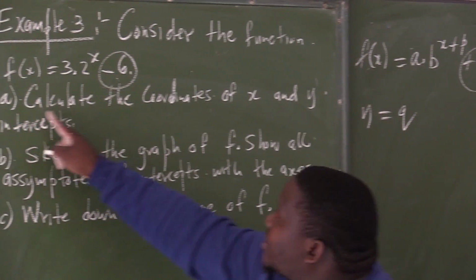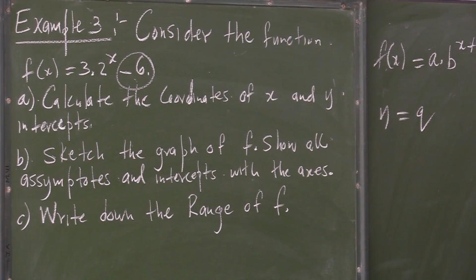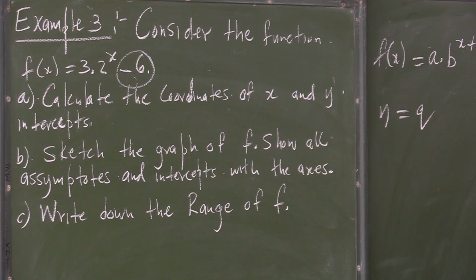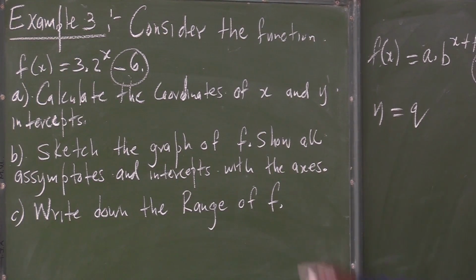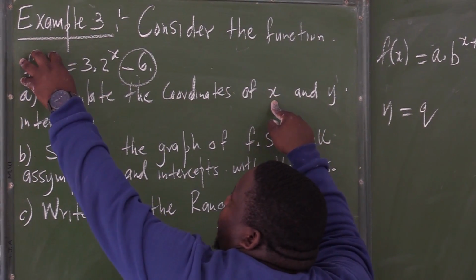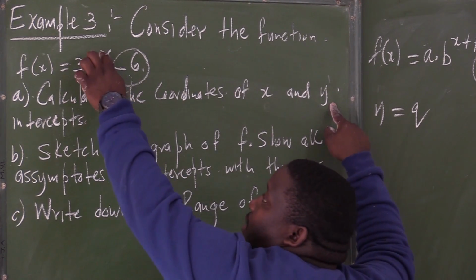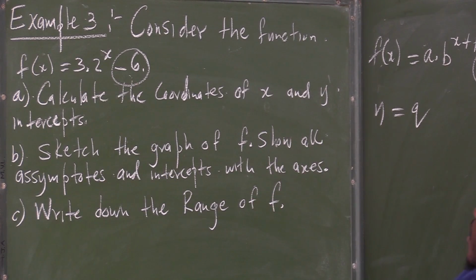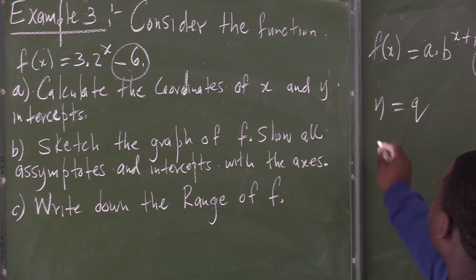Now, the first question here, they're saying calculate the coordinates of the x and y intercept. Now it's a repetition. How to find the x-intercept? Make y 0. How to find the y-intercept? Make x 0. So for my x-intercept, I'm going to put y as 0, then work out x. For my y-intercept, I'm going to put x as 0, then work out the value of y. Now let's do the first question and see what is happening.